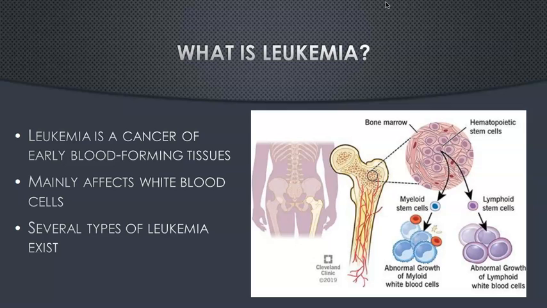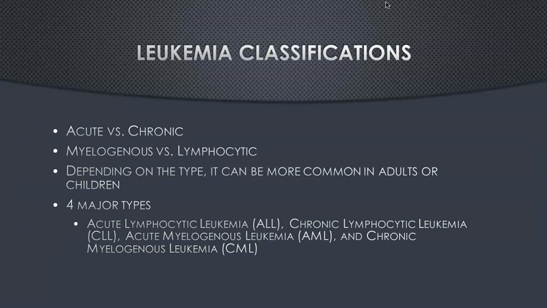In our body, all of our blood cells start as hematopoietic stem cells, as you can see in the picture on the right, and those are found in the bone marrow. When those mature, they're either going to become lymphoid cells or myeloid cells, and that has to do with the type of leukemia you have, depending on the type of cell affected. It's mainly white blood cells that are affected, and we're going to go over the types that exist.